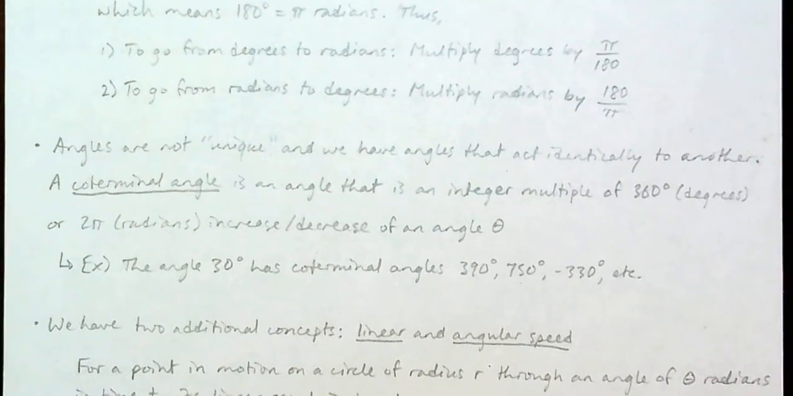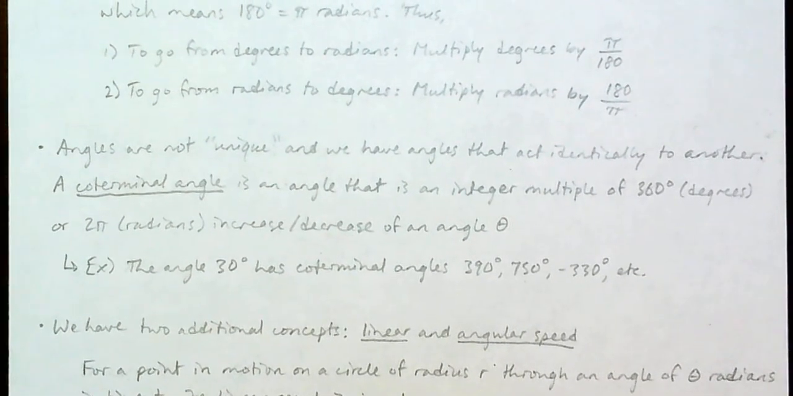Now, unlike points in the xy plane, angles are not unique in the sense that there is more than one way to get an angle that has the same terminal side and it travels in the same direction. Basically, we have actually an infinite number of angles that act identically to each other. And angles that don't have the same measure but act identically to each other are referred to as coterminal angles.